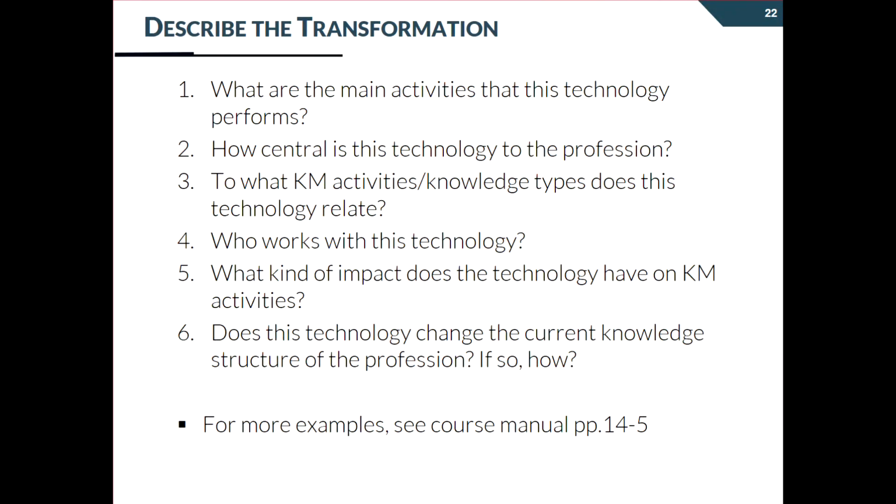When you describe the transformation, think about the functionality of the technology. What does this technology allow you to do? And then try to see if there's an overlap between the functionality of the technology and the core activities and the core set of skills of the profession.